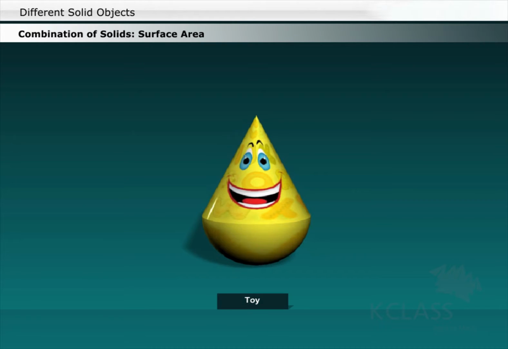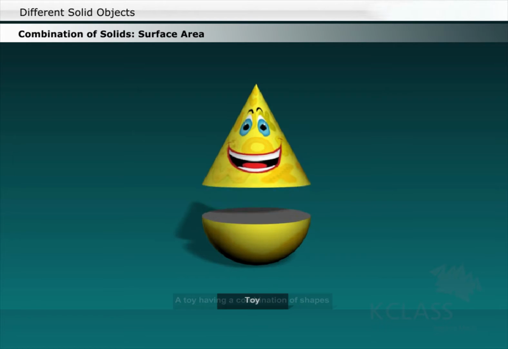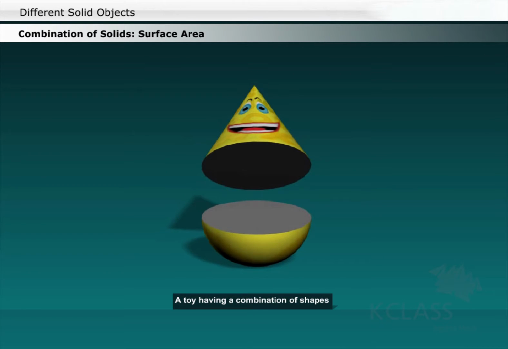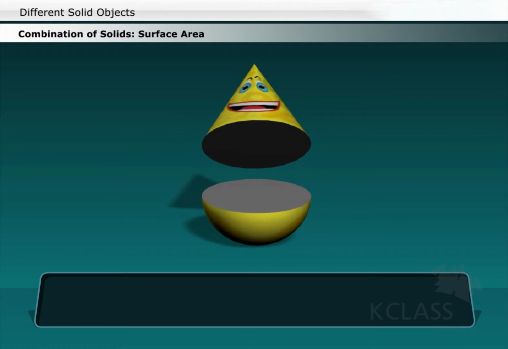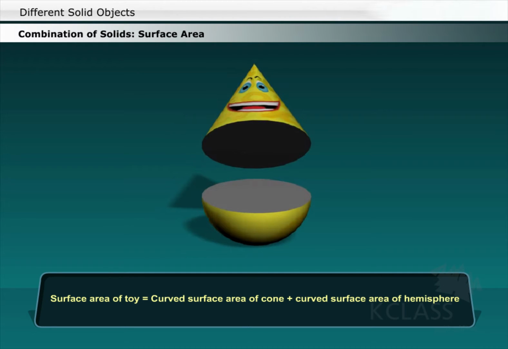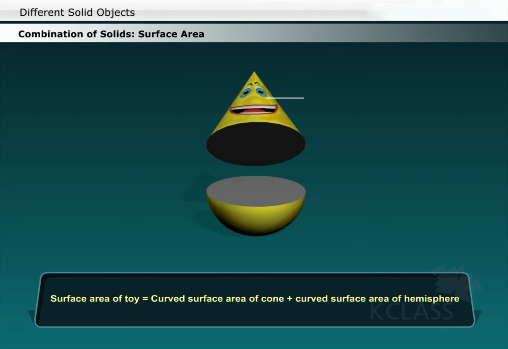Similarly, what have we got in this figure? It is a toy, but it is a combination of two shapes. If we have to find out the surface area of the toy, we have to add up the curved surface area of the cone plus the curved surface area of the hemisphere.